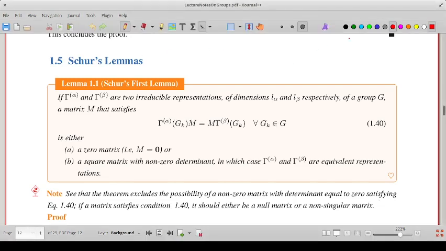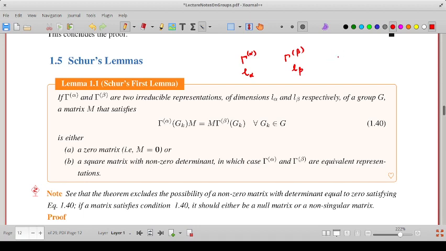Choose lemmas. Suppose we have two irreducible representations, one denoted by gamma alpha and the other by gamma beta, and the dimension of the representation gamma alpha is say L alpha and that of gamma beta is L beta, of a group G.